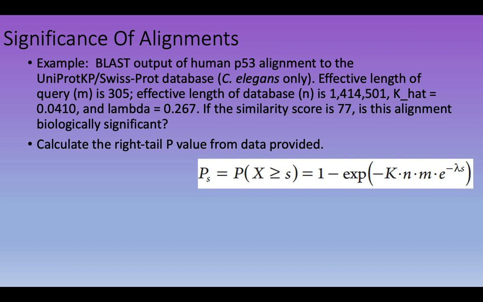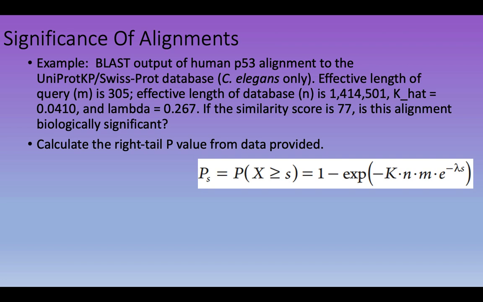And from that, we can calculate. We also know a little bit about everything else. So with that information, we can calculate k hat. We can calculate lambda, right? And we have values for that. We might have a similarity score, say 77 in this case. And our question is, if I have this similarity score, is that alignment biologically significant? Or is it just something random that I could easily find to replace it?